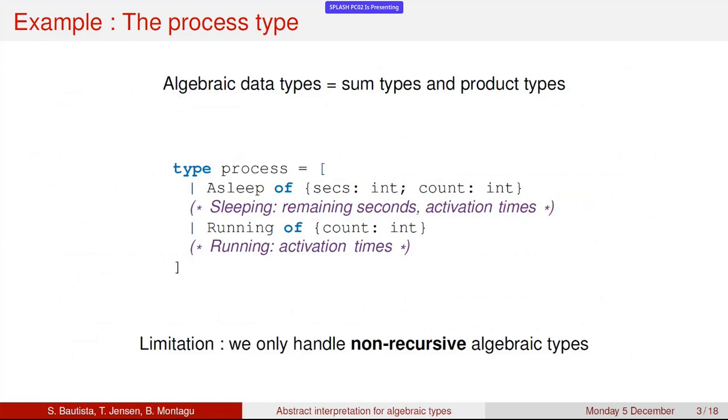And so if we look at an example of an algebraic data type, we can have the process type here, which could be used, for example, in a simplified operating system to model the status of a process. So here, for example, a process can be either asleep, in which case it has some seconds left to sleep, and the number of times that the process has been activated. Or here, the process can also be running, in which case it only has the number of times it has been activated. And in this work, we do not handle recursive data types. We only handle non-recursive data types, like the one that I showed here.